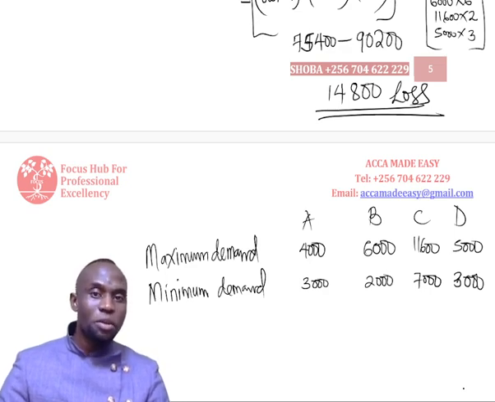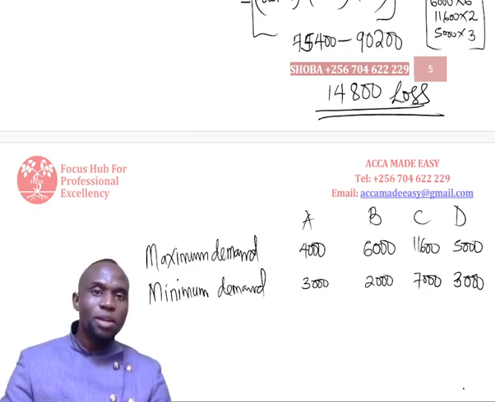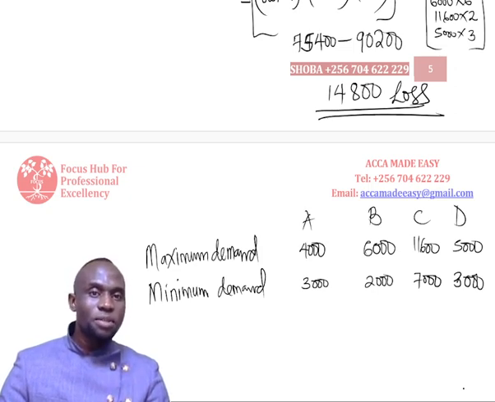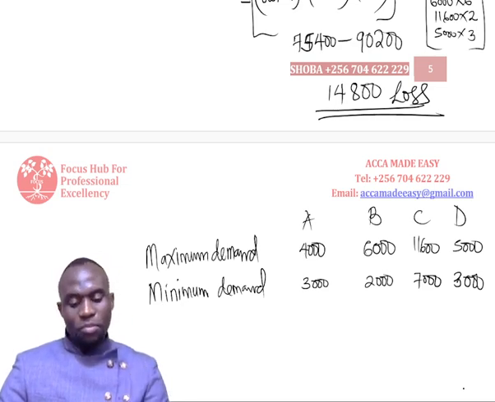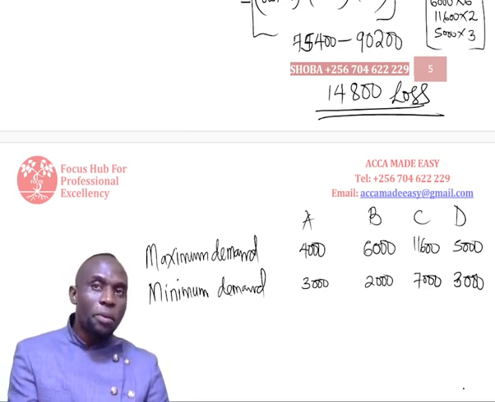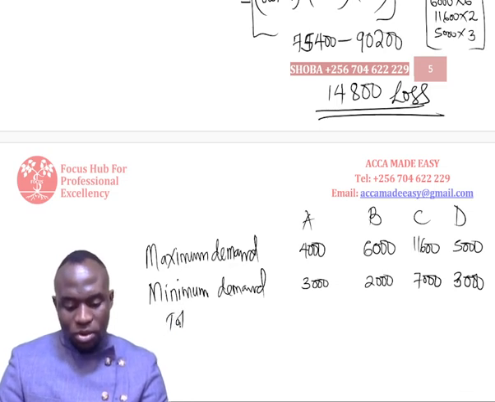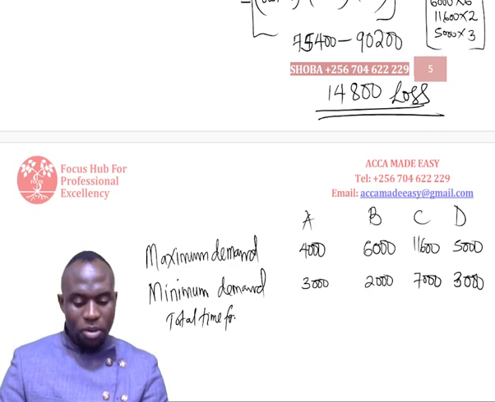Now, the trick is simple. Minimum demand supersedes the production plan. So what we mean is this: before you make the production plan, you must first produce these units. So if we produce all these units, how many hours are we taking? So total time for minimum, total hours for minimum demand.